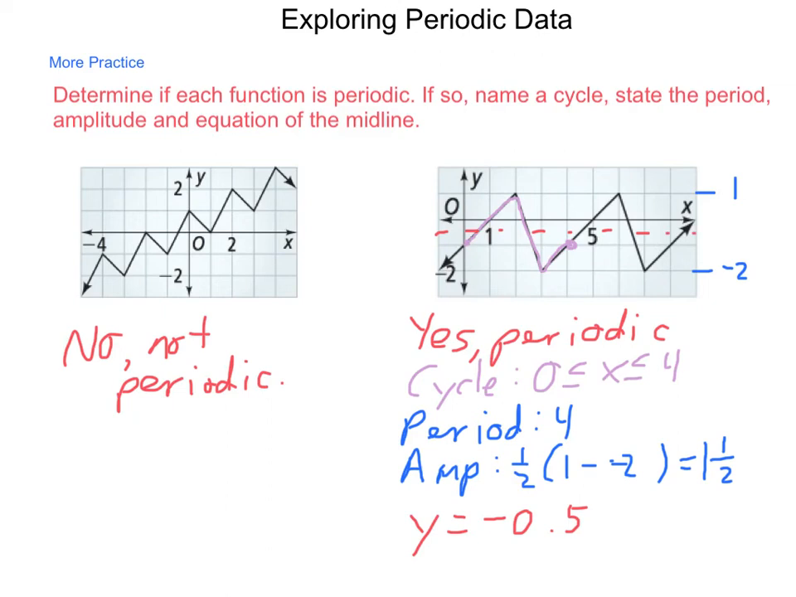So being able to pick out these different characteristics of our periodic functions is going to be vital in our study of these functions. Now, once we have this down and are able to easily identify these pieces, how can we use this in a real-life application?